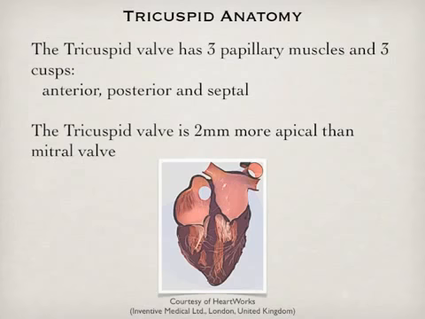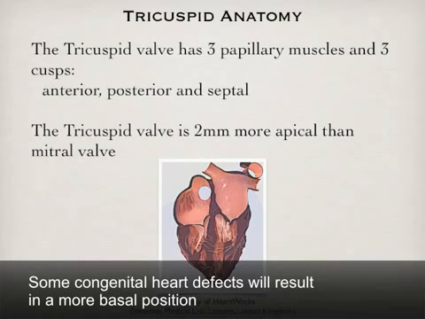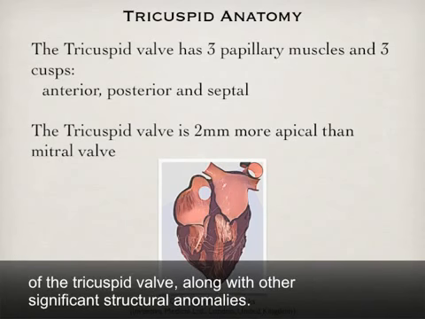The tricuspid valve has 3 papillary muscles and 3 cusps. The 3 cusps are anterior, posterior, and septal. We will discuss identification of these cusps later. It is important to note that the tricuspid valve sits 2 mm more apical than the mitral valve. Some congenital heart defects will result in a more basal position of the tricuspid valve, along with other significant structural anomalies.